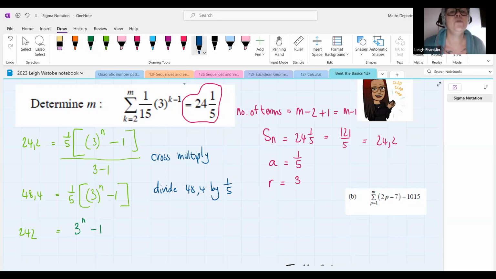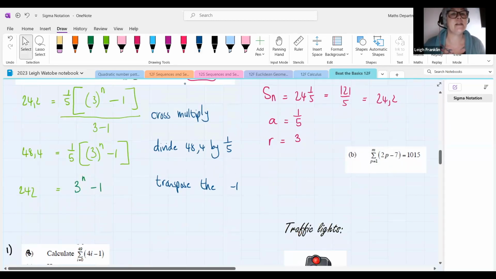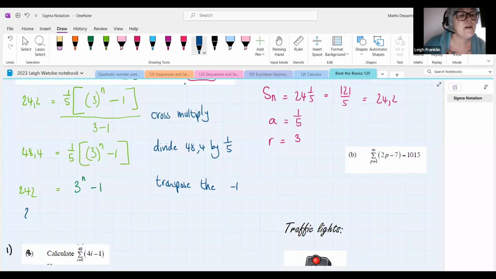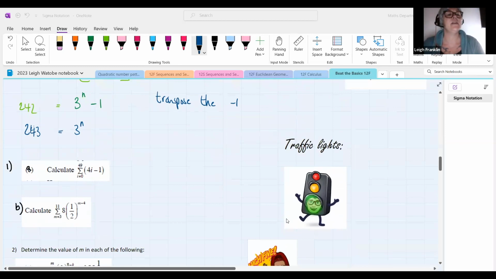Now you need to transpose the minus 1. Okay, so you're going to take it over to the other side and it's going to become a plus. So that's going to give us 243 equals 3 to the n. And now, there you go. Yes, lovely, Sisipo. You can also multiply both sides by 5. Absolutely. Okay, you can divide 48.4 by 1 over 5, or you can multiply by 5. Probably even easier for you.